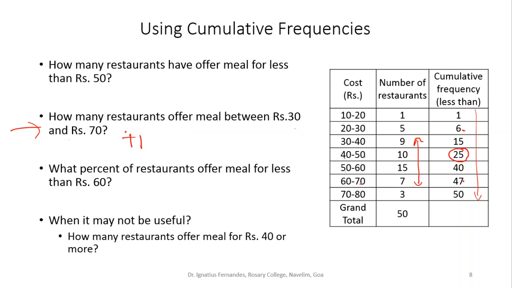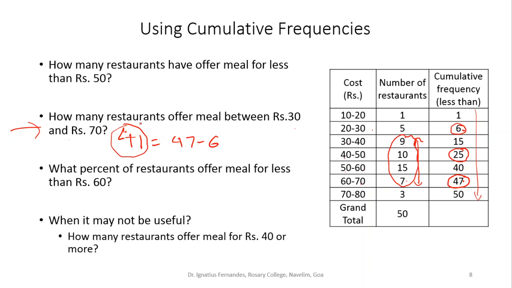So what I did was, I looked at 70, the cumulative frequency, and I am looking at all the values which are more than 30. So I go back to the previous row and I look at 6, and this 41 that I got is 47 minus 6, that is 41. Even if you add this, you will get the same value. 9 plus 10 is 19, plus 15 is 34, plus 7 is 41. So these are the advantages of cumulative frequencies.